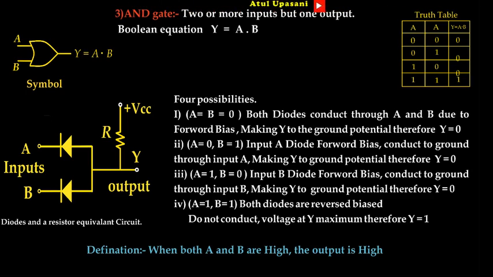In the fourth case, if A equal to 1 and B equal to 1. Now in this case, both the diodes will be reverse biased and will not conduct. So due to which all the current from the power supply will go to the output, and here the output will be high, making Y equal to 1. Here we can define it as: for the AND gate, when both A and B are high, the output is high.